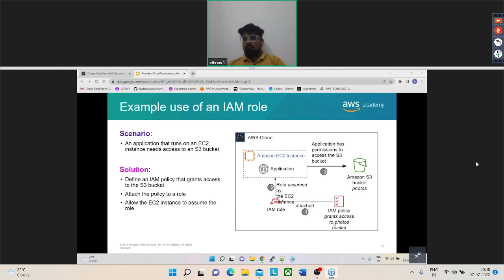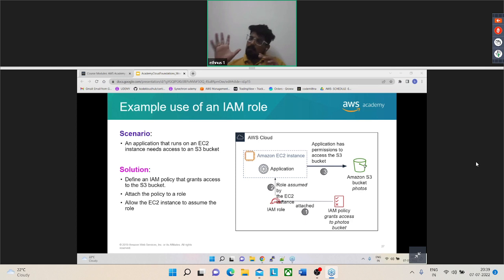So now we have created one IAM policy, giving permission to EC2 to access S3. Now that policy is attached to an IAM role. And the third one is to allow the EC2 instance to assume the role. So now I'm going to attach this IAM role to the EC2 machine. That is the third step. And then the application running on EC2 will have the permission to access this photo S3 bucket.